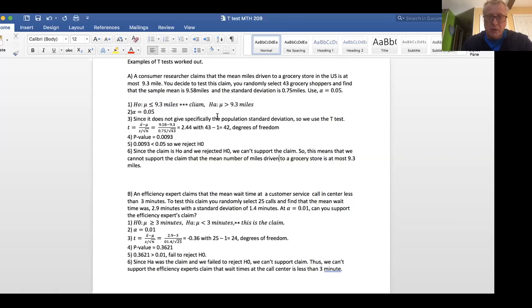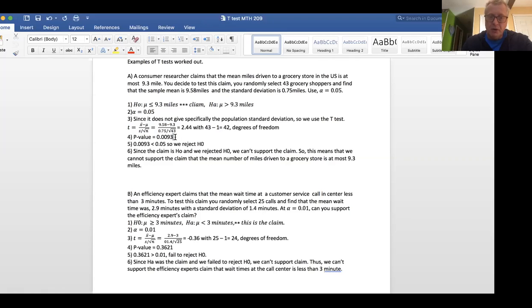Since it does not specifically give us a population standard deviation, we should use a t-test. Remember, the test statistic for the t-test is basically the same as with the z-test, except there's a significant difference. It uses a sample standard deviation here. That's where the S comes in, rather than that sigma, which is the population. So that does change things a little bit. It also uses a degree of freedom. The degree of freedom for the t-distribution using this test would be the sample size minus 1, or 42.